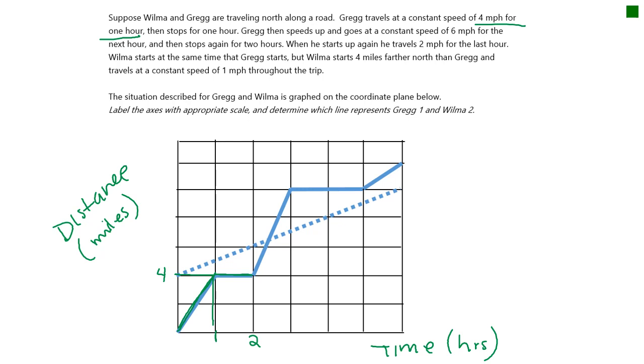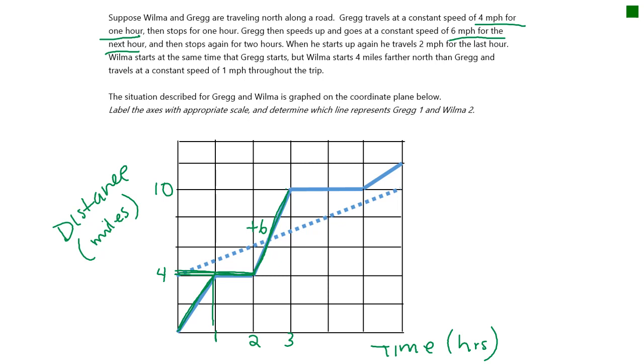It says Greg then speeds up and goes to a constant speed of 6 miles per hour for the next hour. All right, the next hour is this. This is happening. He's traveling 6 miles per hour, and this has to be the third hour. Okay, in total, after 3 hours, he's traveled 10 miles. How do I get 10? Well, he started at 4, right? He started at 4 and he went up 6. So 6 plus 4 gives me 10. That's how I get 10 miles. He has been traveling for 10 miles now.